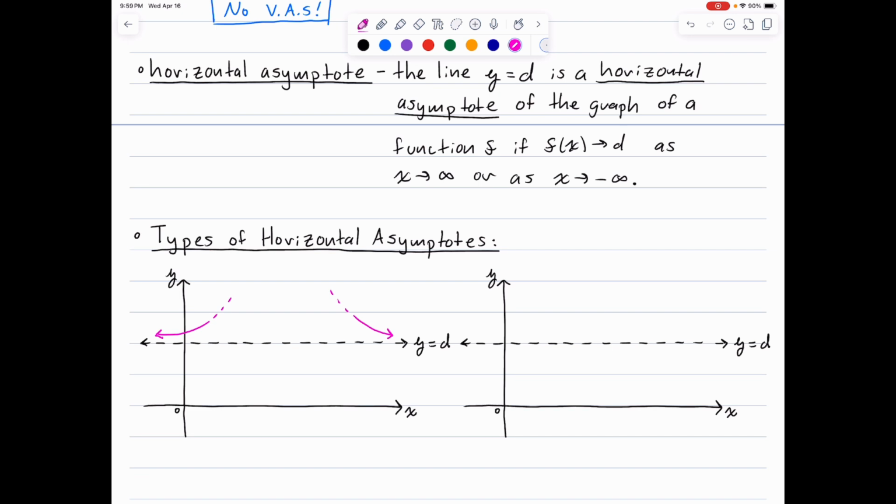Okay. The next option is that if they can both come from the top, well, that means they can both come from the bottom. So maybe something like this.